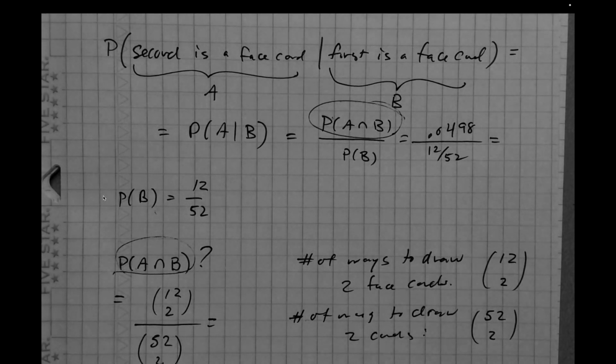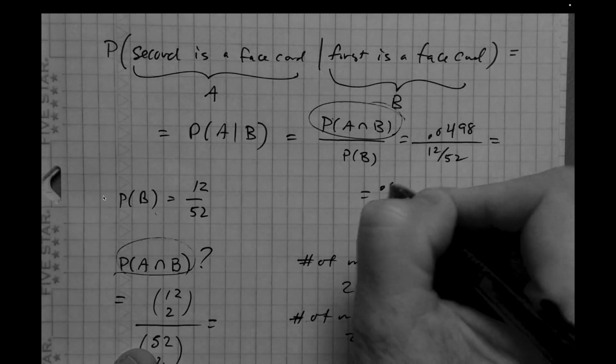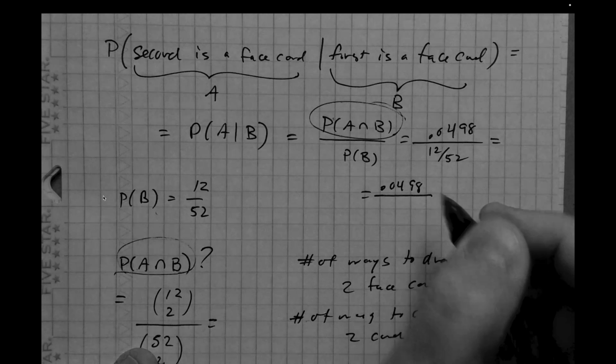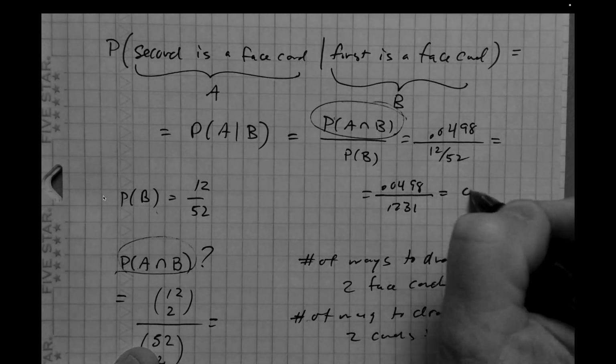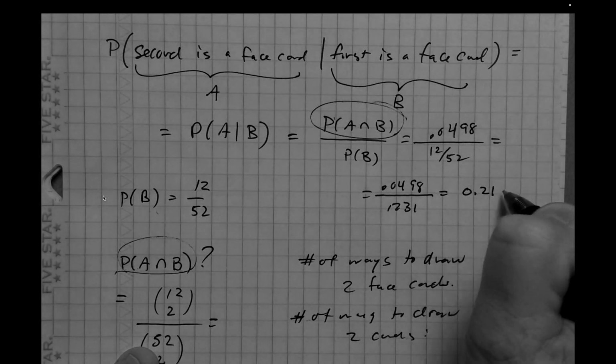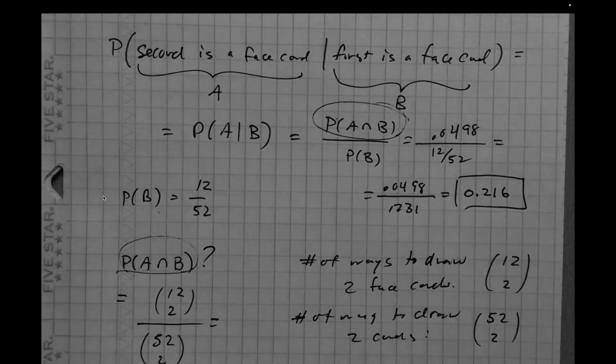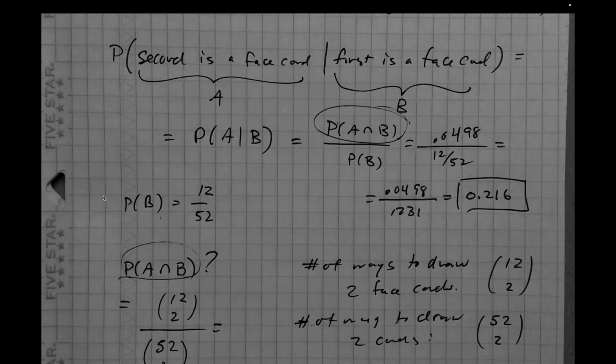Okay, and so we could just plug all that into a calculator. And we see 0.0498 divided by 0.231. And so we get 0.216 as our probability of A given B.